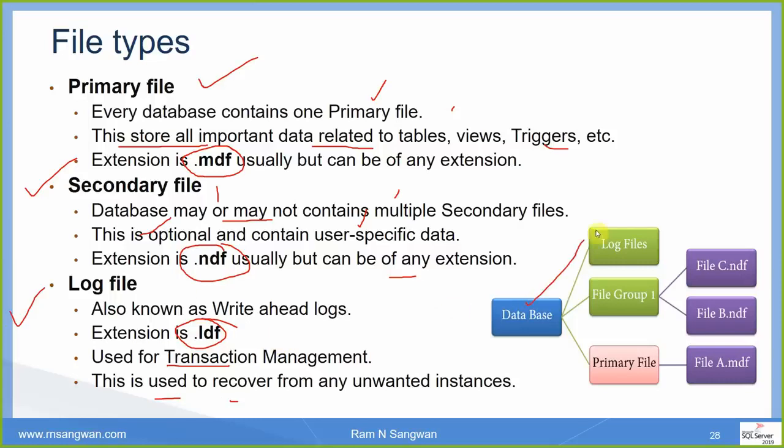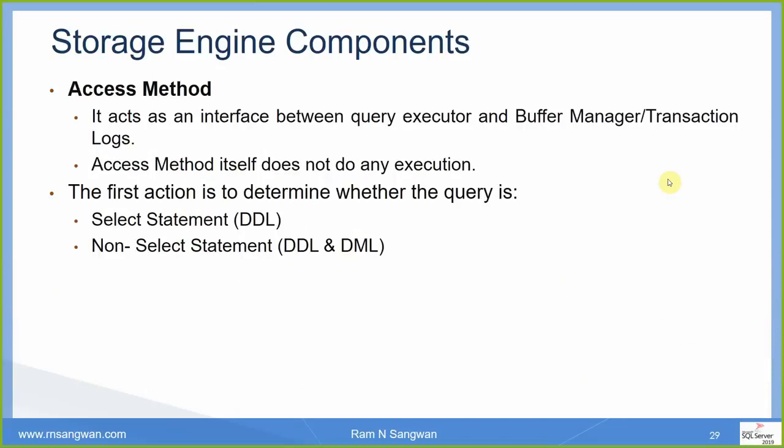So our database consists of log files, file groups, and primary files. The primary file is MDF, the file group is NDF as an additional file group, and you can have multiple files in a file group and the log files. This is the organization of files in Microsoft SQL Server 2019.